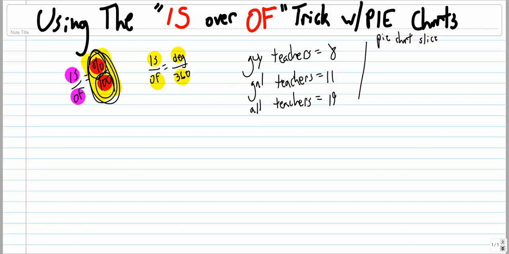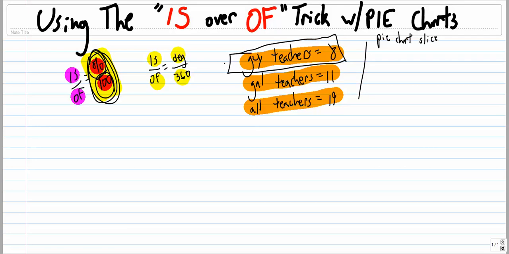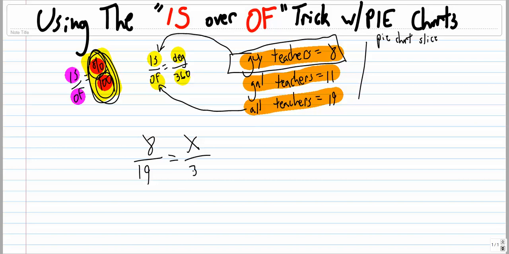Here's an example I just came up with quickly. Let's say we've got 8 guy teachers in a school, 11 lady teachers in a school, and that adds up to a total of 19. Let's say we want to know how big the slice would be of a pie chart for just the guys. The guys would be the is number, and the total teachers would be the of number. So we have 8 out of 19, and that equals the degrees, which I'm going to call x, out of 360.